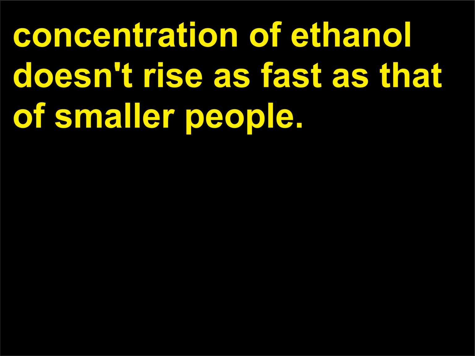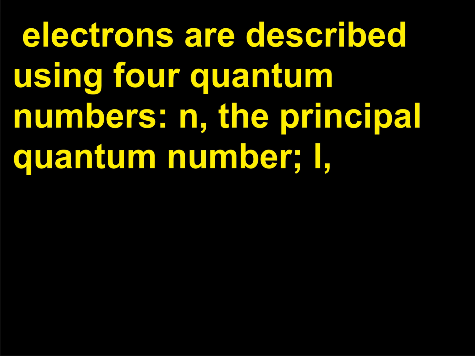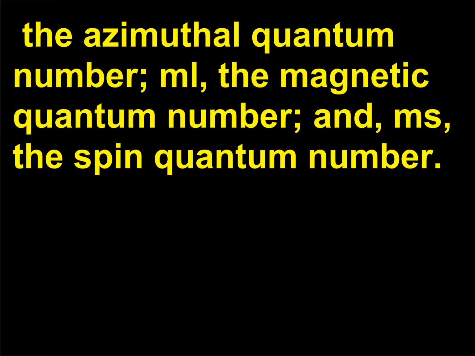What is a quantum number? Values of conserved quantities in a quantum mechanical system. Electrons are described using 4 quantum numbers: n, the principal quantum number; L, the azimuthal quantum number; ml, the magnetic quantum number; and ms, the spin quantum number.